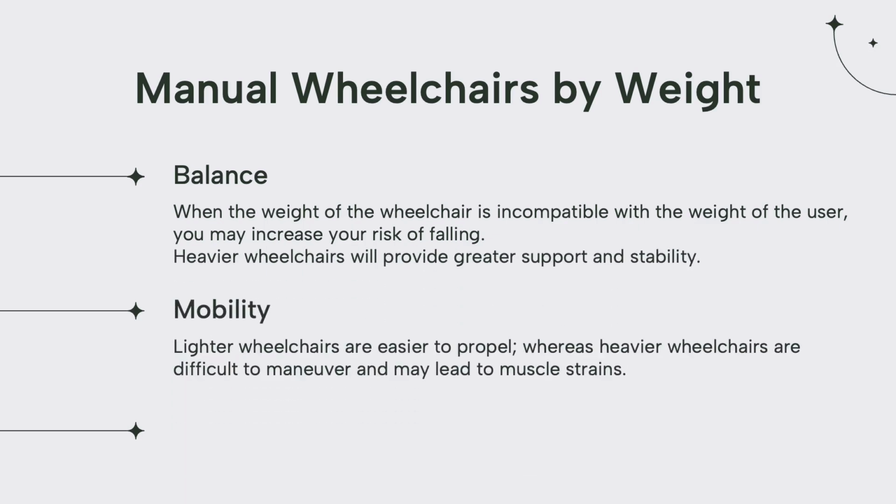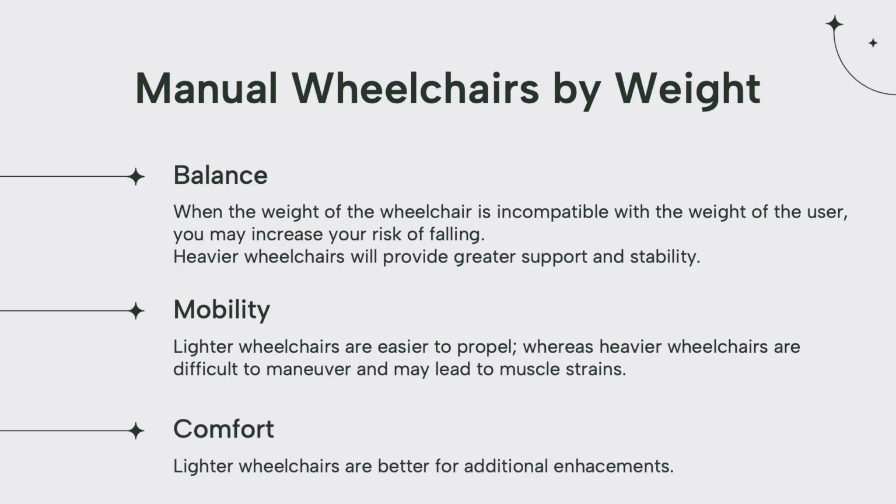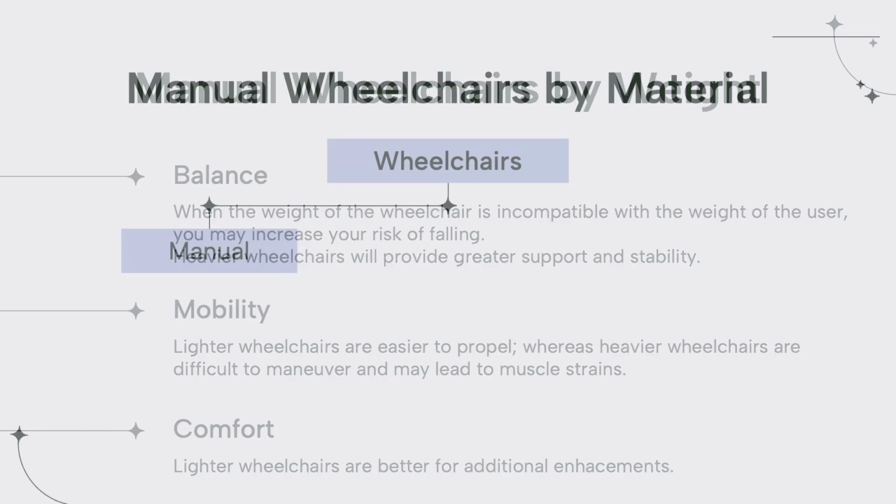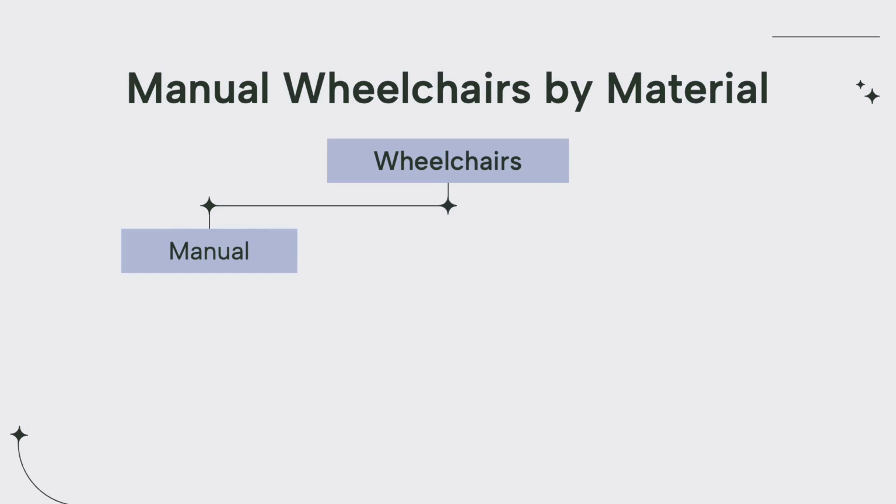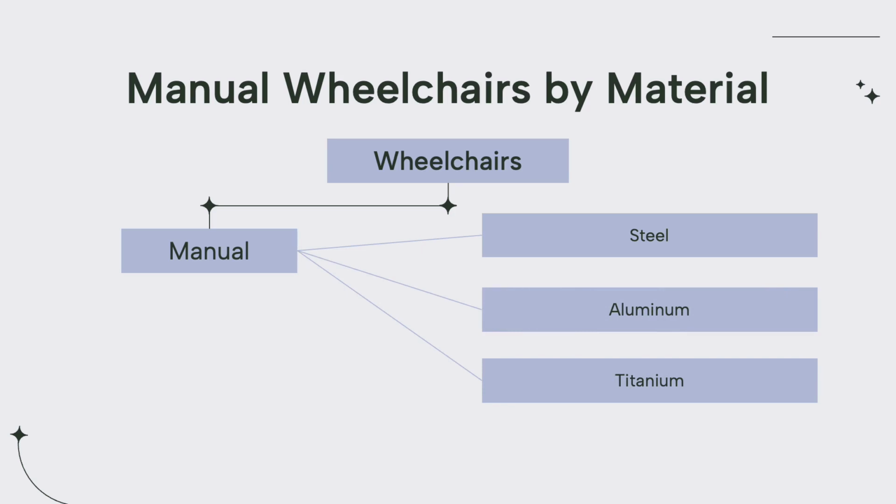stability. Second, mobility. As operating a manual wheelchair requires a significant amount of upper body strength, it is important to consider that lighter wheelchairs may be easier to propel, whereas heavier wheelchairs are difficult to maneuver and may lead to muscle strains and other musculoskeletal problems. And lastly, comfort. Lighter wheelchairs are usually better for additional enhancements, while heavier wheelchairs' mobility may be affected by those enhancements. And finally, manual wheelchairs can be categorized based on material, such as steel, aluminum, titanium, or carbon composite.